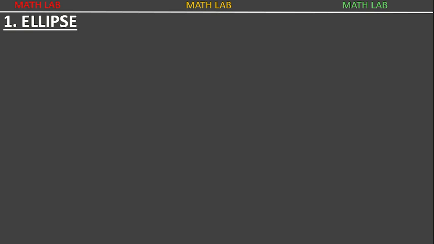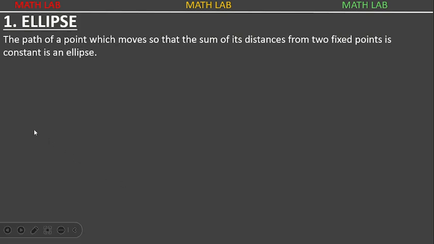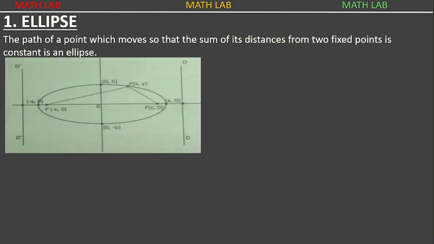Let us now pass to the first type that we're going to study today, that is the ellipse. So, let us have the definition. The path of a point which moves so that the sum of its distances from two fixed points is constant is an ellipse. Do you get that? Now this is a general view of an ellipse.